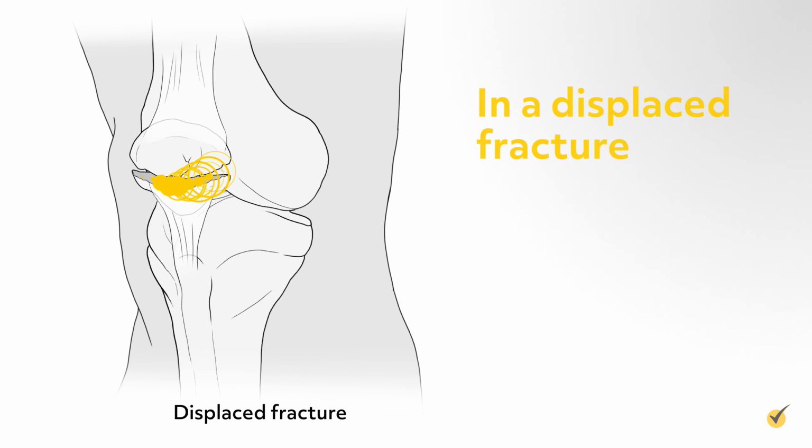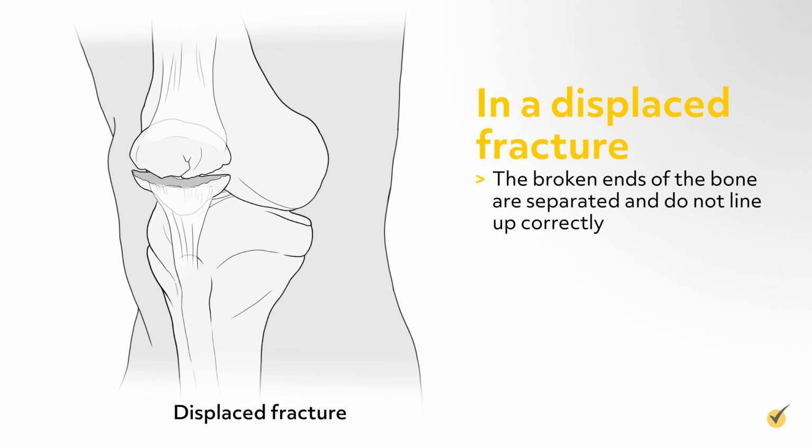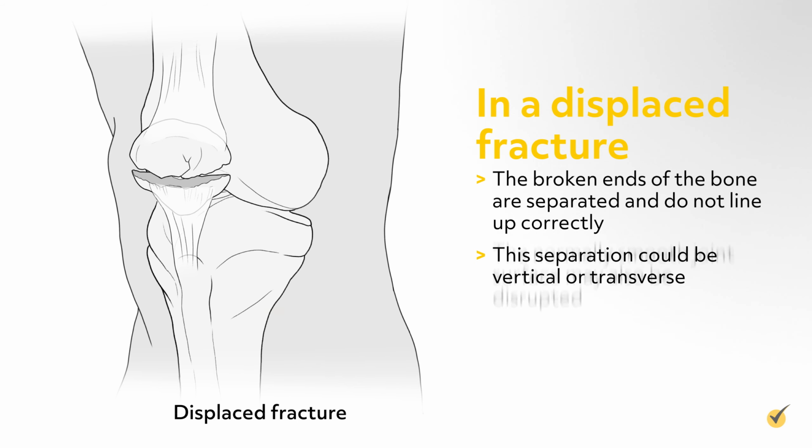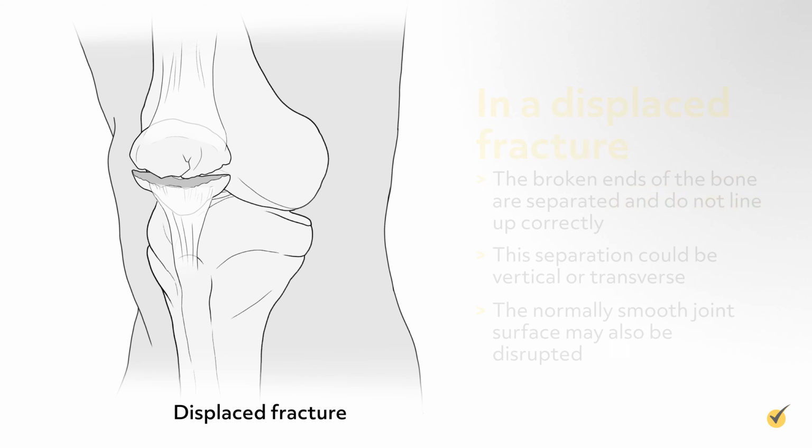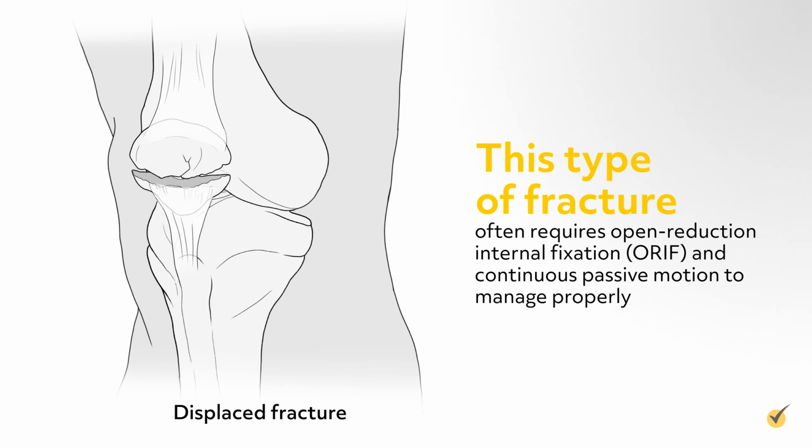In a displaced fracture, the broken ends of the bone are separated and do not line up correctly. This separation could be vertical or transverse. The normally smooth joint surface may also be disrupted. This type of fracture often requires open reduction internal fixation, or ORIF, and continuous passive motion to manage properly.